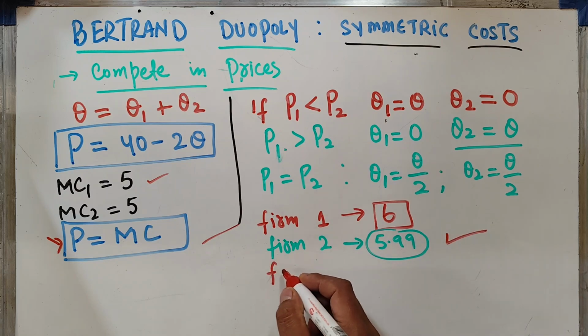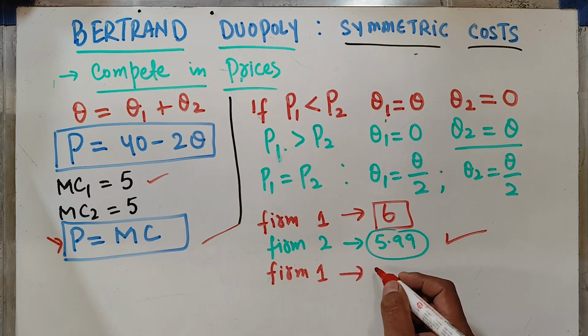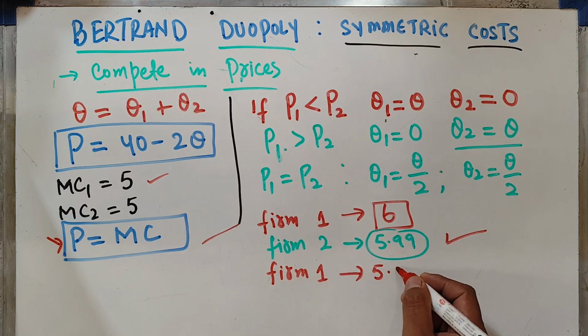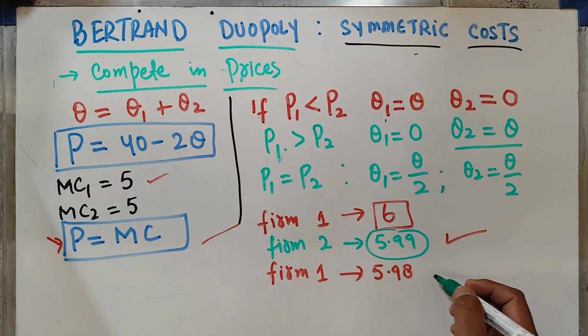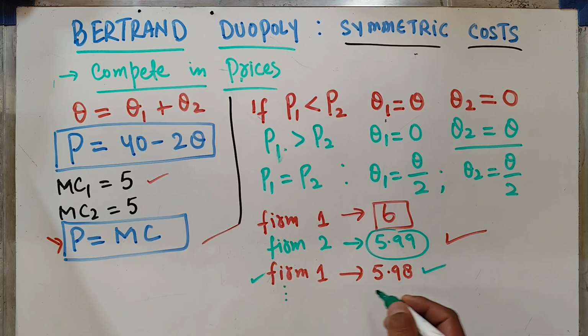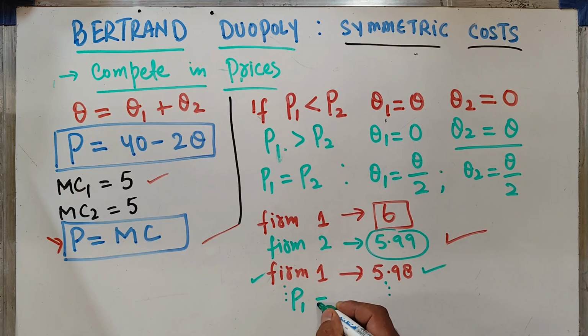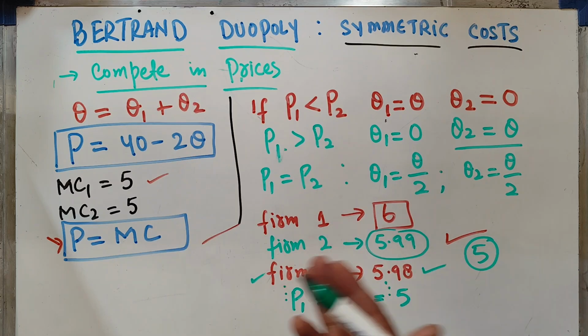In the next scenario, firm 1 charges a price of 5.98, less than that of firm 2, and firm 1 will get all the market. Similarly, they will undercut each other's price until the price of firm 1 equals the price of firm 2, which equals $5. Below $5 they cannot charge because each firm would make losses.